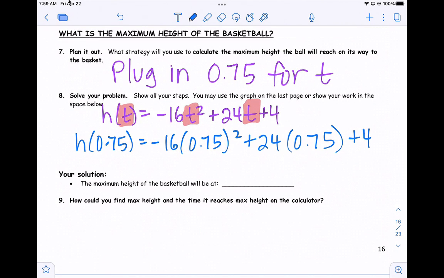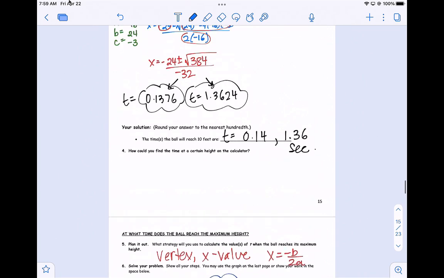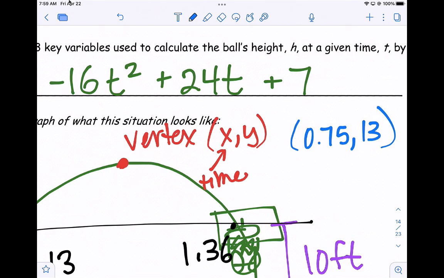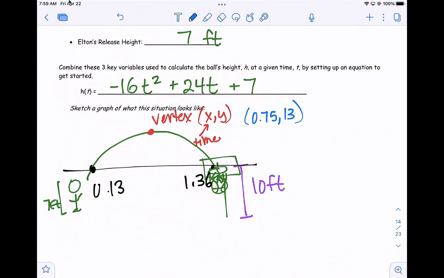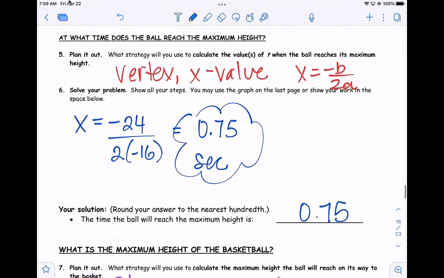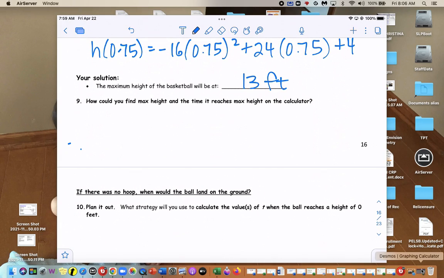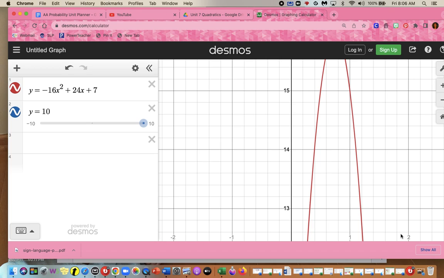Okay, let's calculate that. We'll type it in the calculator, use the parentheses, plus 24 times 0.75 plus 4. All right, so I typed it in, and I got 13 feet to be the maximum height of the basketball. If we go back to our diagram here, the vertex would be 0.75. At 0.75 seconds, it reaches a maximum height of 13 feet, and then starts going down again. How could we do it on the graphing calculator? Well, we have it typed in. We can just click on the max height right here.